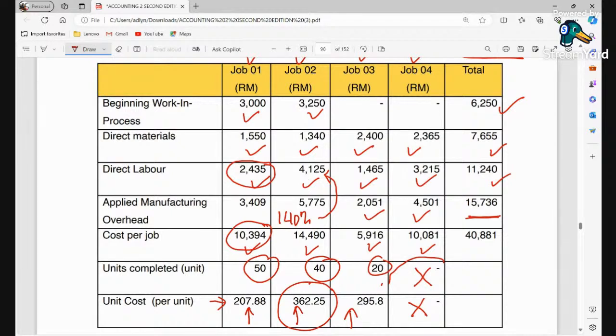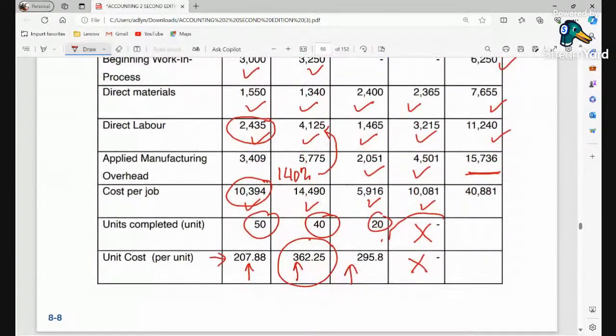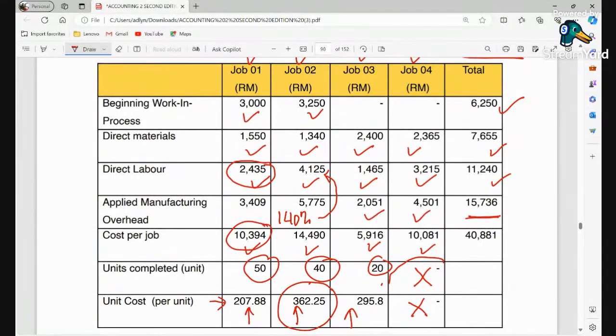Tapi my unfinished goods, which is my WIP, work in process. Sebab kerja tu masih berjalan, work itu masih dalam proses. Sebab itu kita tak tahu berapa unit siap dan berapa kos satu unit. Sebab kos itu masih berjalan. Okay, so that's why you see for job 04, dia tidak ada units completed and dia tidak ada cost per unit. Alright. Okay, so this is step 1.